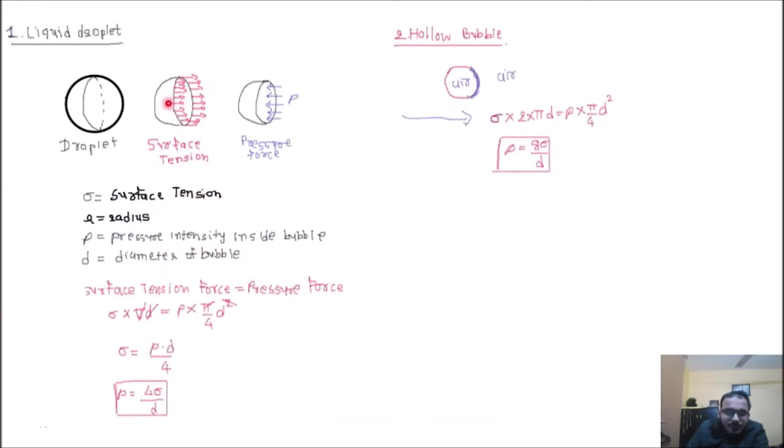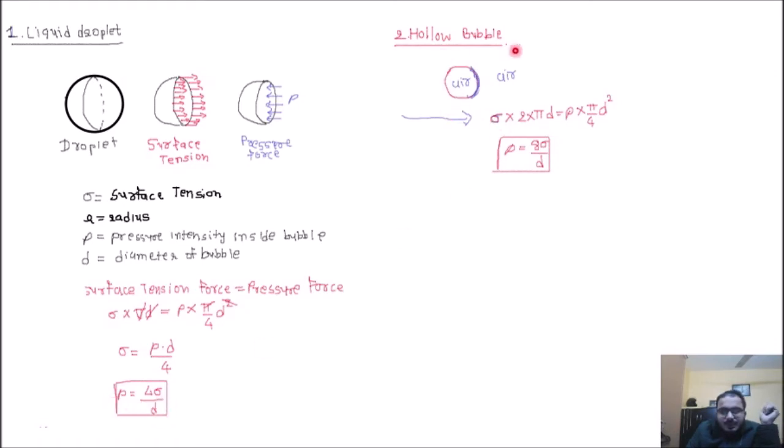And then we proved the formula of pressure in terms of surface tension. We took two different cases. First is liquid droplet and second is hollow bubble. So here surface tension force is equal to pressure force. So ultimately we are getting the pressure value as 4 sigma upon d.